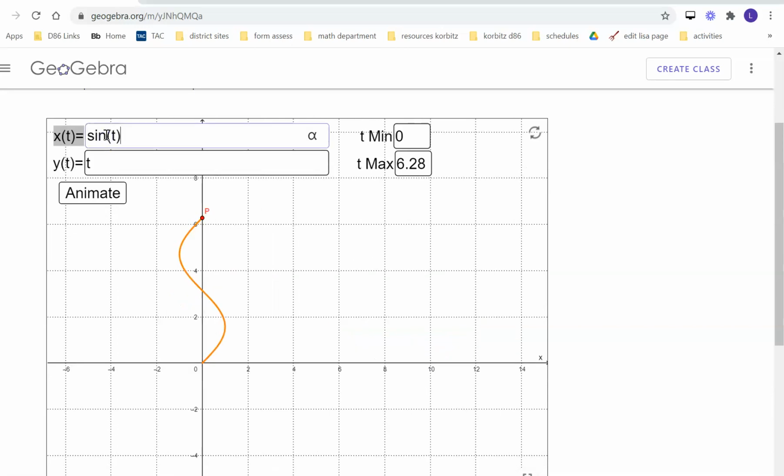So this is interesting. If you remember where I was talking about inverses, if you switch the x's and the y's now, notice that I put the y is t and the x is sine t. That's interesting. Okay, let's do some more.